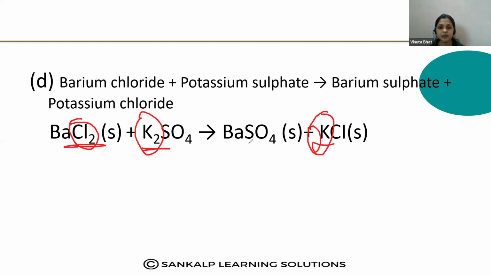Let us check the remaining. Sulfate is balanced, and barium is also balanced. So this is the balanced chemical reaction. Just you have to add 2 KCl.